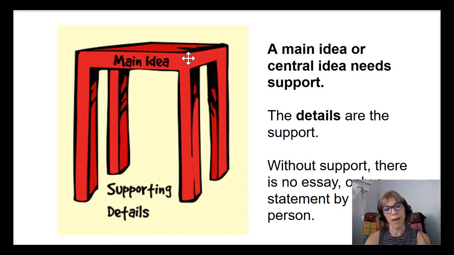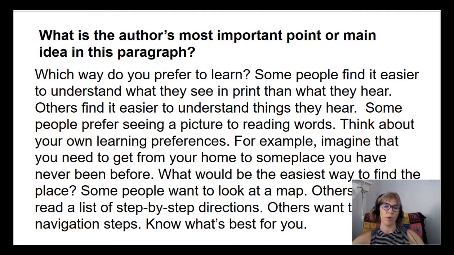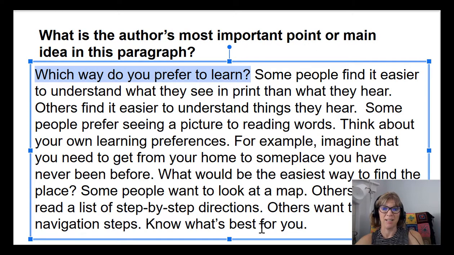So when you're looking to find the main idea and the details, note that the main idea is that overarching statement, and it's more general, where the details that support that statement are more specific. And this can help you to find the author's main idea, their main point. So let's return to this paragraph. So what is the author's main idea? So we want to look for the major points and the details, the more general and the specific. Again, a good way to look for the main idea is to read the beginning and end of the paragraph. Which way do you prefer to learn?